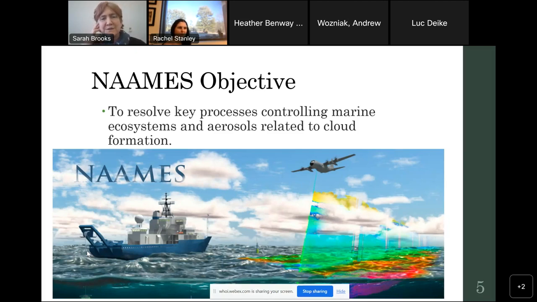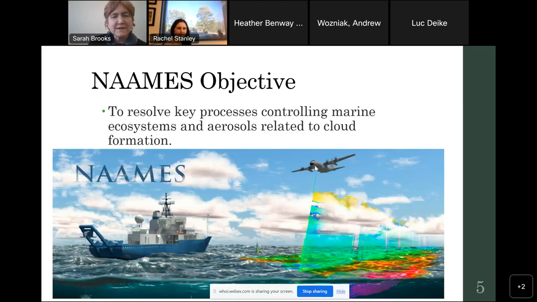And I was pleased to get to be part of the NASA NAAMES project, where we tried to understand the connection between these very complicated marine systems and the aerosols that may form on them. So NAAMES is what we refer to as an Earth Venture system. So it was a very large project led by Mike Behrenfeld. And over the course of 5 years, there were 4 month-long cruises in the North Atlantic Ocean. And meanwhile, there were also flights of the NASA C-130.